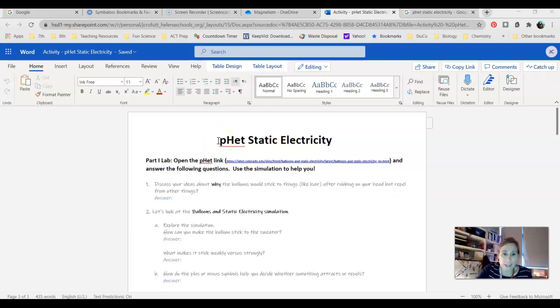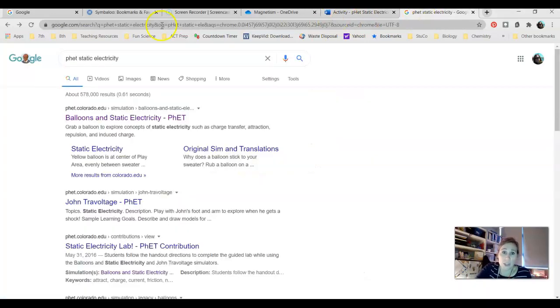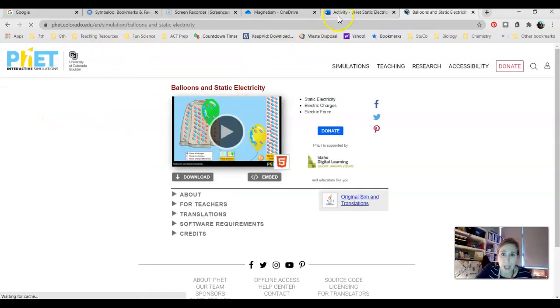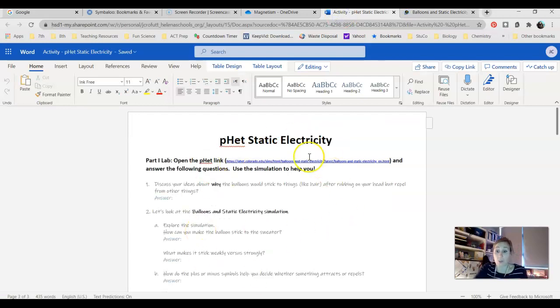So if you haven't already, this is obviously in Teams assignments. Go into assignments, you guys will need to open up the pHet link. It's also linked in the worksheet, it's linked on the assignment, and if you guys are just having a hard time finding it, you can just Google search pHet static electricity, and it's this first one, balloons and static electricity. And then you'll also need to open the worksheet, which is the Word document in the Teams assignment.